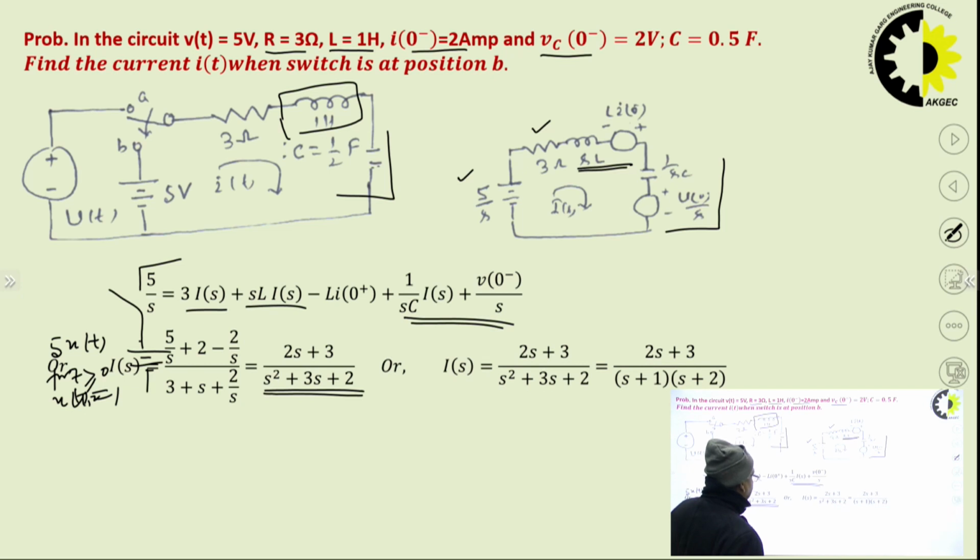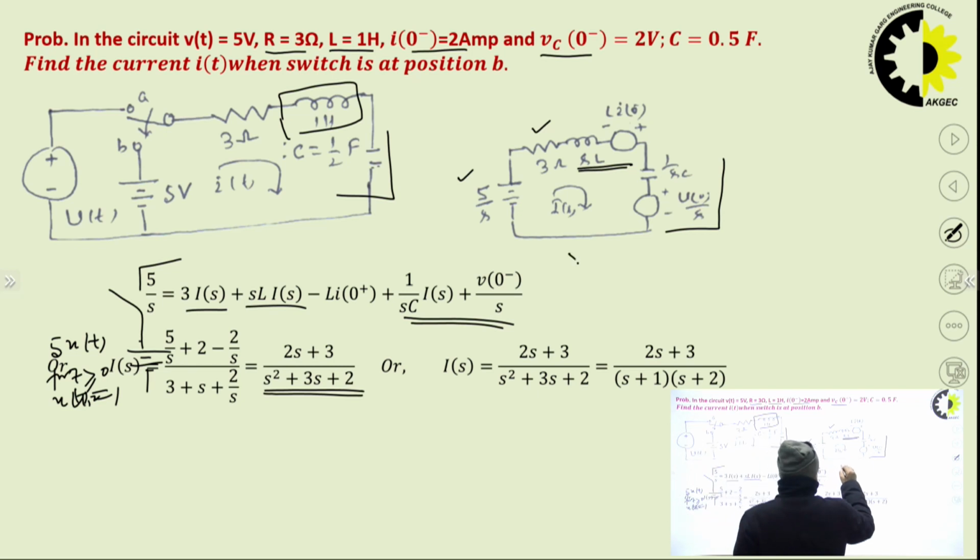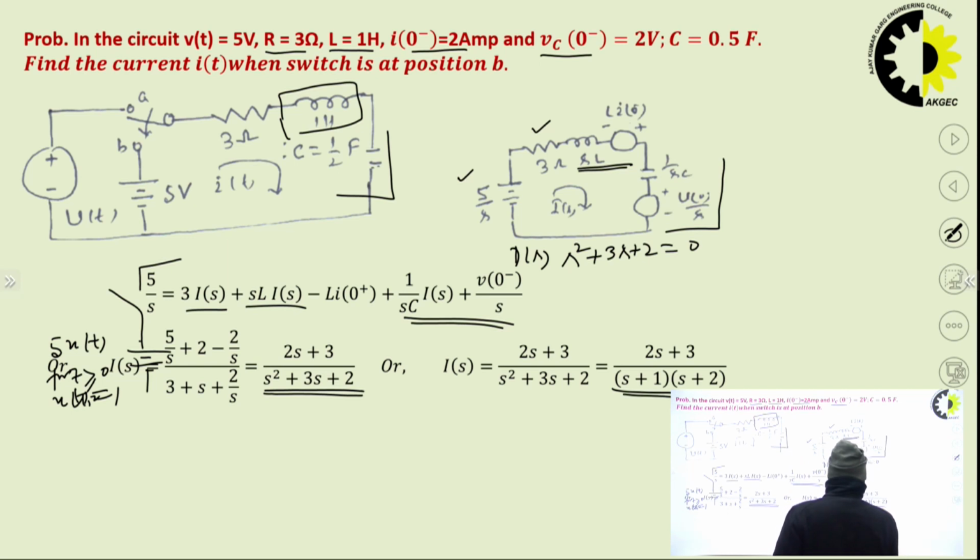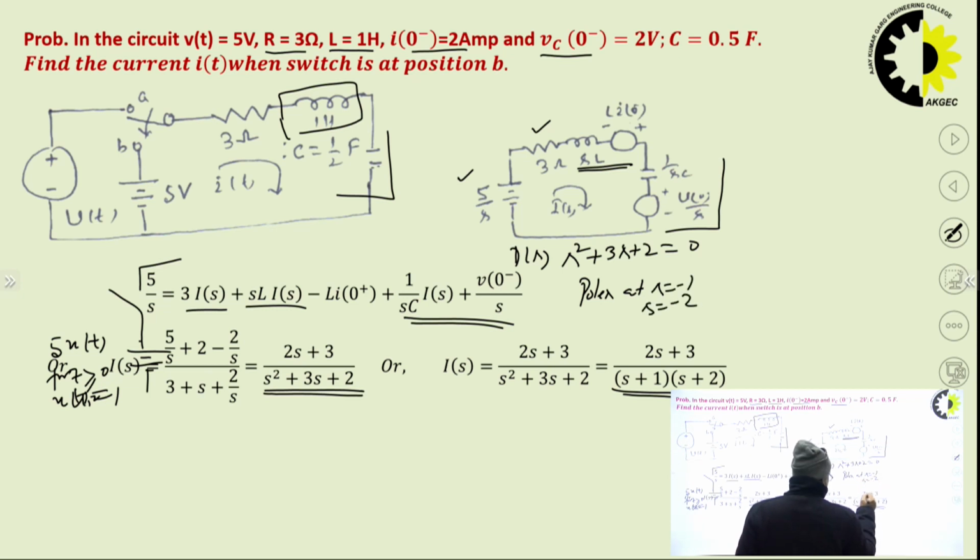So, what we do? This is s square plus 3s plus 2, the denominator polynomial D(s). Put this equal to 0, find the roots, and we can take the factors. We can see that there are two poles, at s is equal to minus 1 and s is equal to minus 2. So, there are two poles, so we have to find the two pole residues.